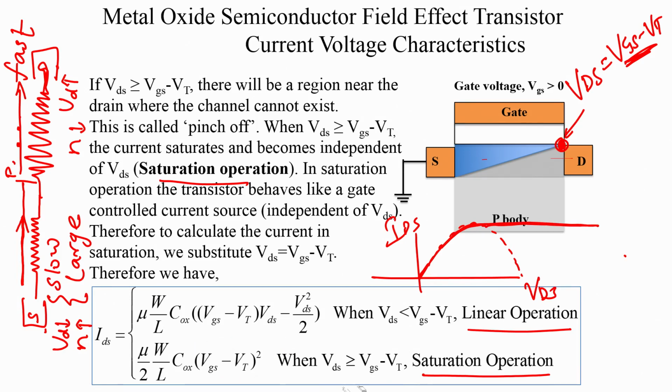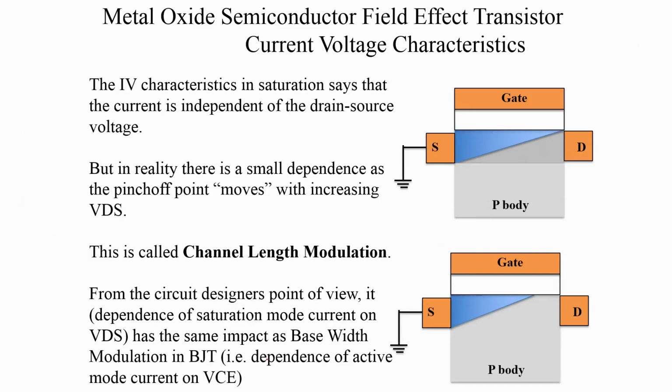So, these two equations are a good enough first order jump as to what the current voltage characteristics in a MOSFET are. But then we need one more detail, okay, which is, does VDS really not impact the saturation mode current? Okay. So, you think about it. Let us say we have just hit VDS equal to VGS minus VT.